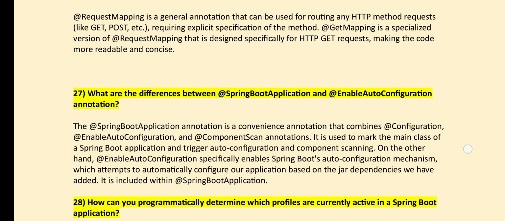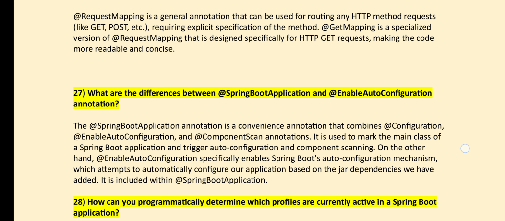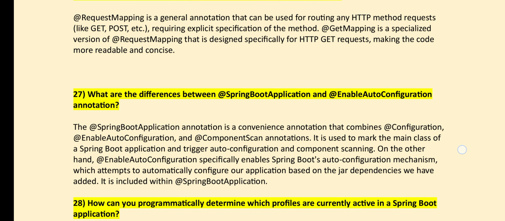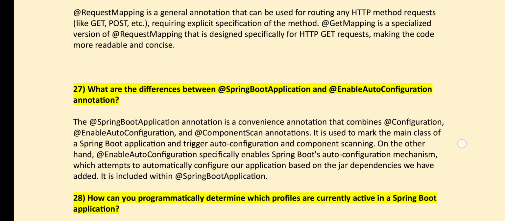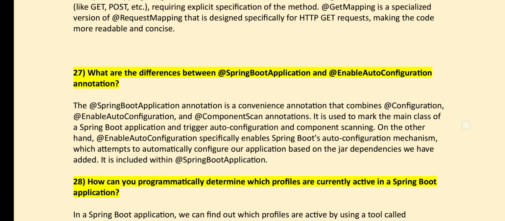What is the difference between @SpringBootApplication and the @EnableAutoConfiguration annotation? The @SpringBootApplication annotation is a convenience annotation that combines @Configuration, @EnableAutoConfiguration, and @ComponentScan annotations. It is used to mark the main class of a Spring Boot application, and it triggers auto configuration and component scanning. On the other hand, @EnableAutoConfiguration specifically enables Spring Boot's auto configuration mechanism, which attempts to automatically configure our application based on the jar dependencies we have added. It is included within @SpringBootApplication.